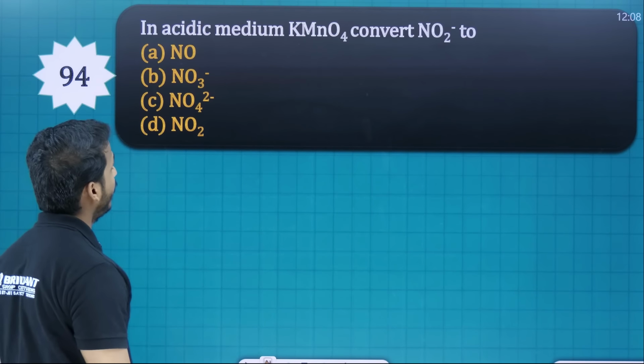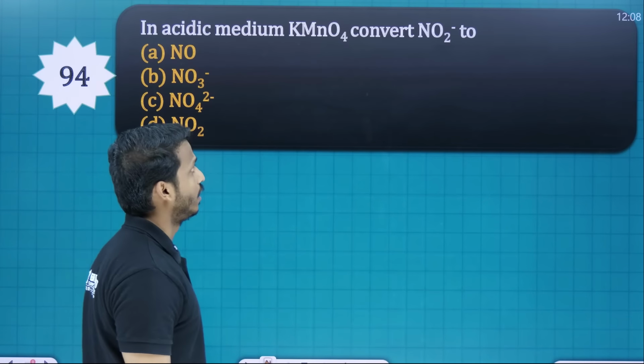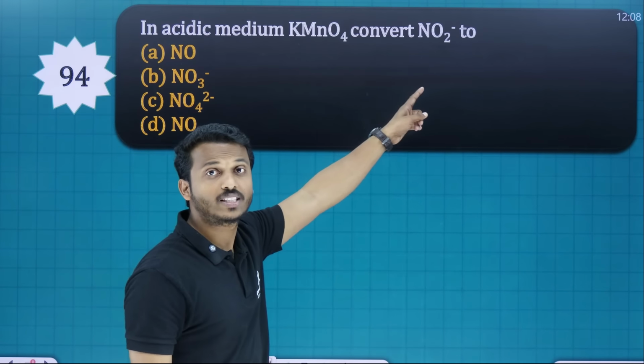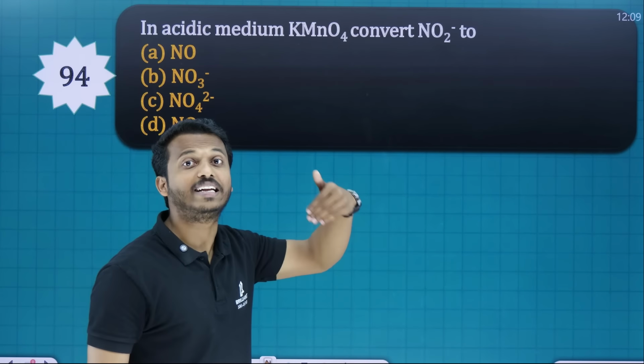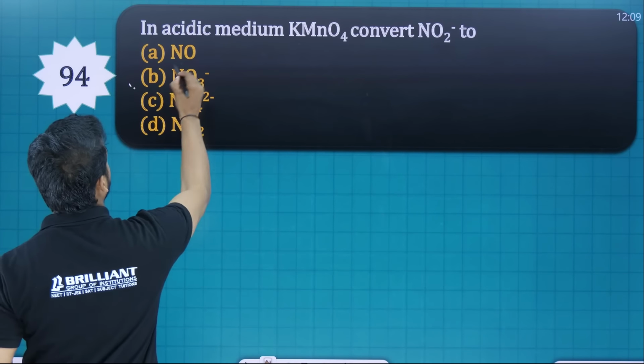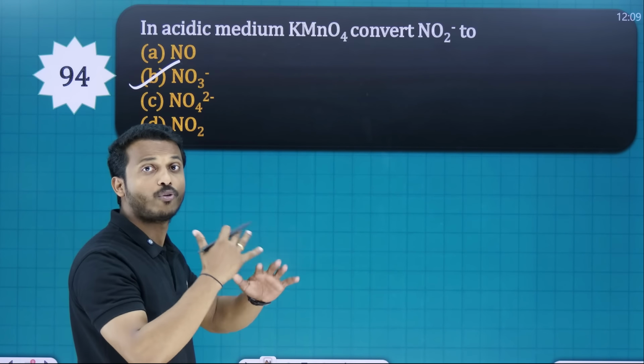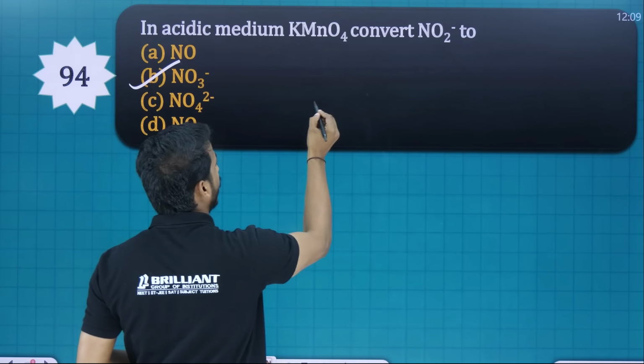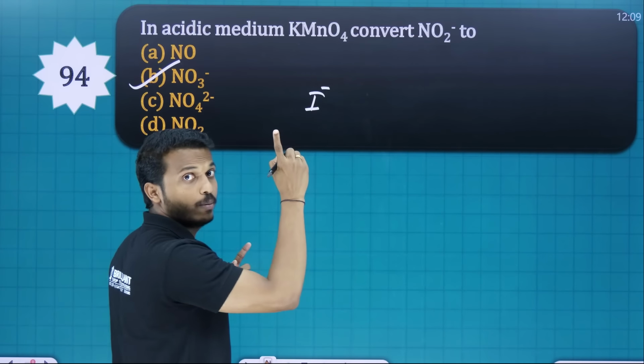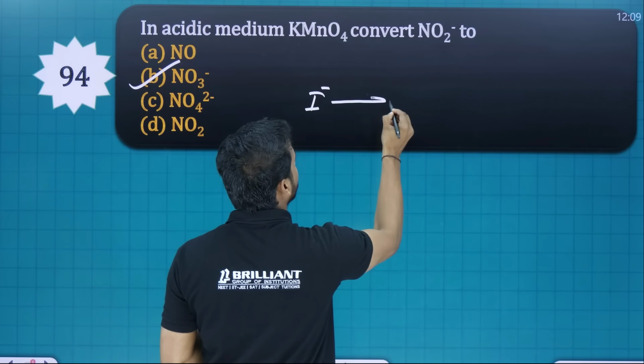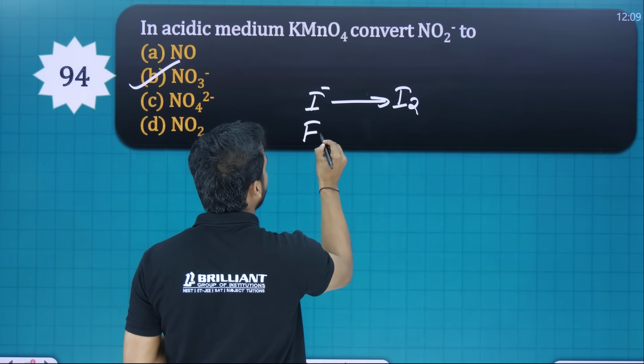Next. In acidic medium, KMnO4 converts nitrite. NO2 minus is called what? Nitrite converted to what? Nitrate. What is nitrate? NO3 minus. Please note, KMnO4 converts which compound to which one? One is iodide in acidic medium. I'm saying in acidic medium, I minus converted to I2.